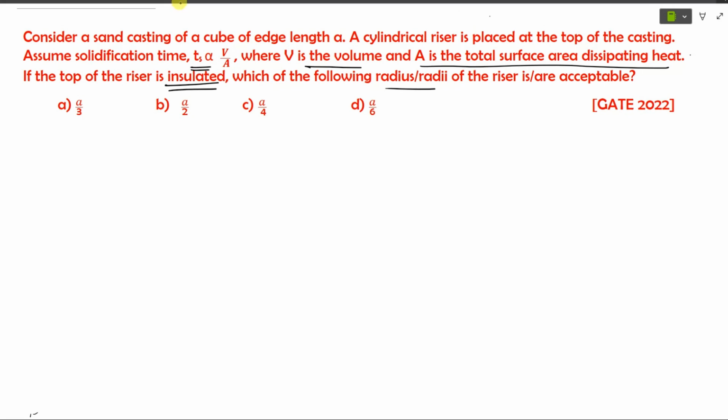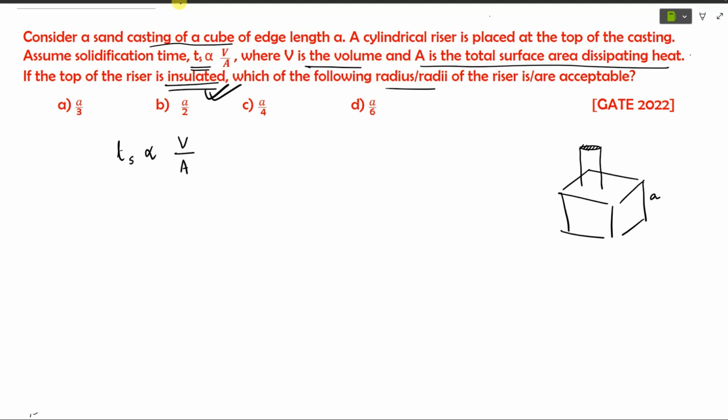So if we go through the first line, that is sand casting is of cube shape. So let's say this is a cube of dimension A and a cylindrical riser is placed at the top. Let's say this is a cylindrical riser. And important point to mention here that the top surface of the cylinder is insulated. So this particular part is insulated. And it is given the solidification time Ts is directly proportional to volume by total surface area of heat dissipation.